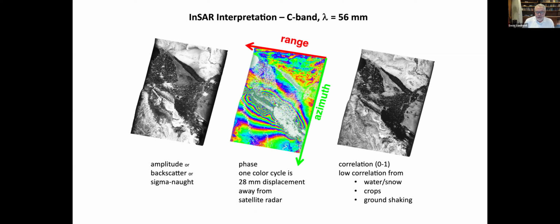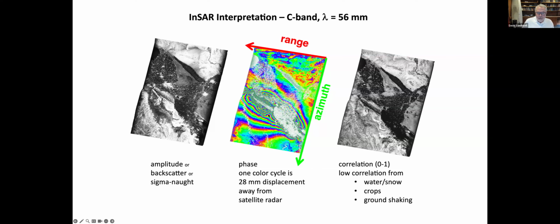Again, about this radar coordinate system, we have range and azimuth. This is an interferogram in a geographic coordinate. So north is up here, the way you'd like to see it. And there are three products here. There's the amplitude of a single SAR image or backscatter. Sometimes it's called sigma naught. There's the phase. This is what we're going to measure when we have two images and we difference the phase. And then there's the correlation. That's how well the phases are correlated, going from 0 to 1. And that's a third product.